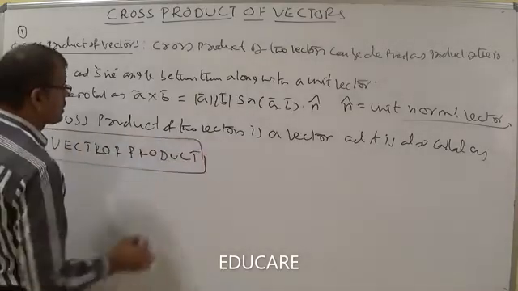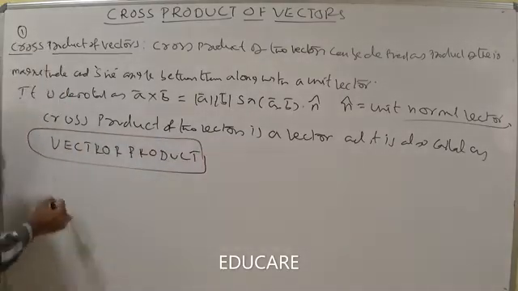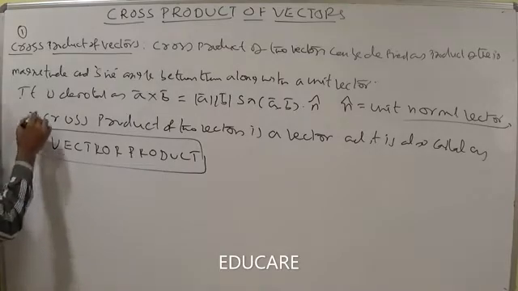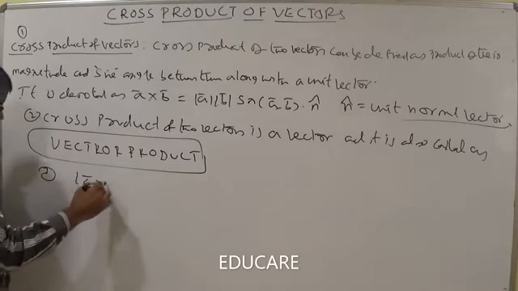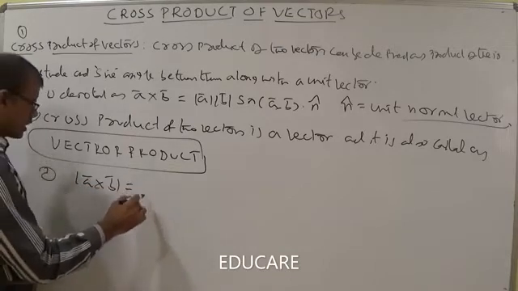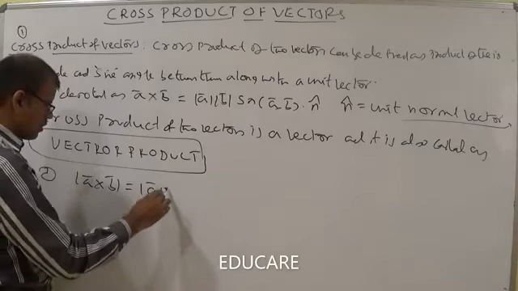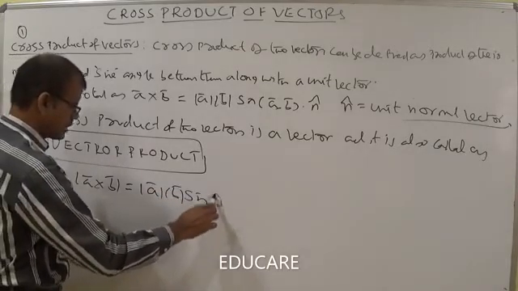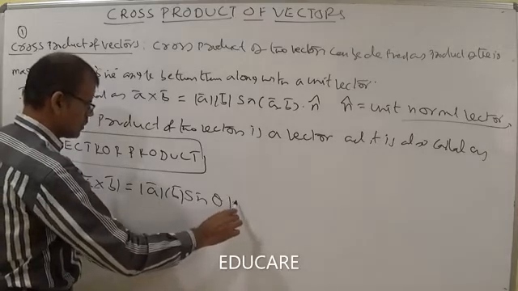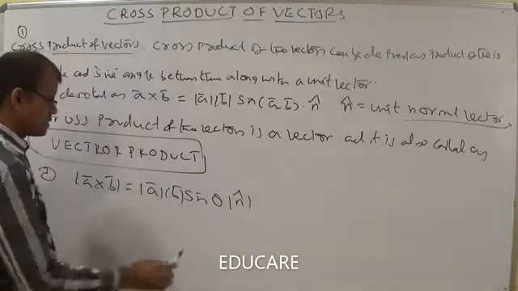This is the vector product. Next, the second point. Next, the third point. Mod a cross b is equal to mod a into mod b into sin theta into n cap.